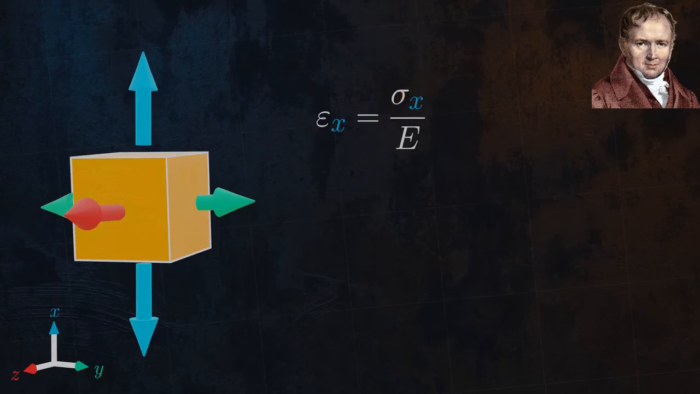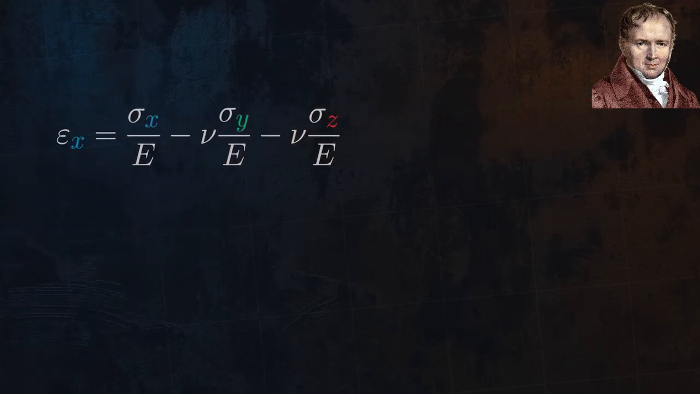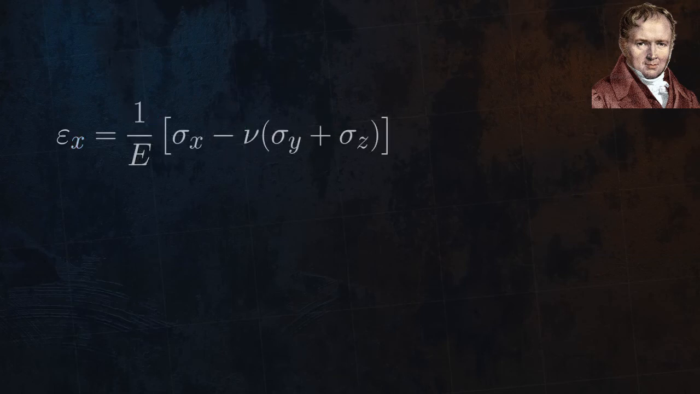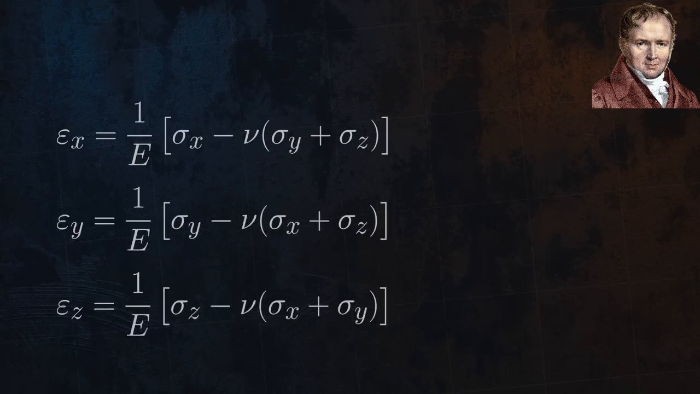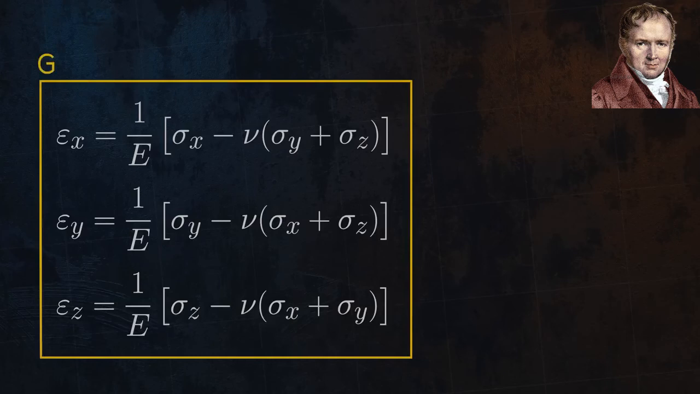We can use Hooke's law in combination with the equation for Poisson's ratio and the principle of superposition to obtain the equation for strain in the x direction. We can rearrange this equation into a more practical form, like so, and then apply the same process to obtain equations for strains in the y and z directions. These equations form what is known as the generalized Hooke's law and can be used to determine deformations for a case of triaxial stress.